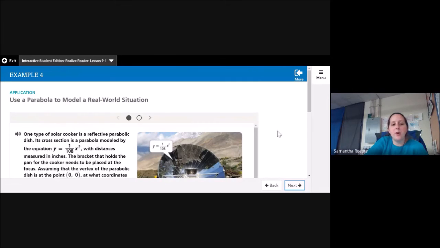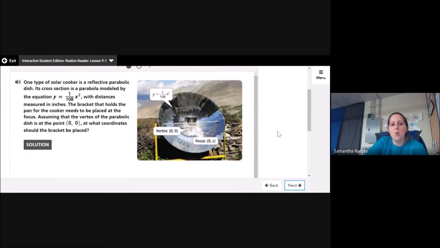Example 4, use a parabola to model a real-world situation. One type of solar cooker is a reflective parabolic dish. Okay, so this parabolic dish here. Its cross-section is a parabola modeled by the equation y equals 1 over 108 x squared. The distance is measured in inches. The bracket that holds the pan for the cooker needs to be placed at the focus. Assuming that the vertex of the parabolic dish is at the point 0, 0, at what coordinates should the bracket be placed? So here's my vertex, 0, 0. Here's my focus, 0, c. And my parabolic equation is y equals 1 over 108 x squared.